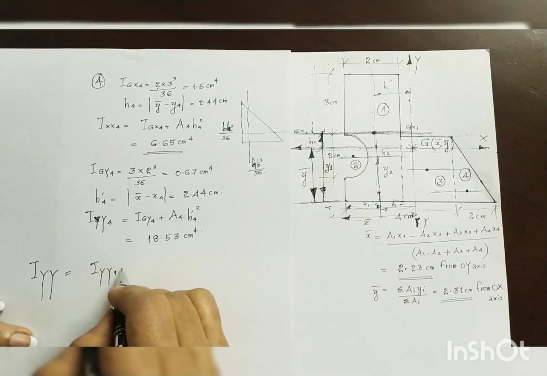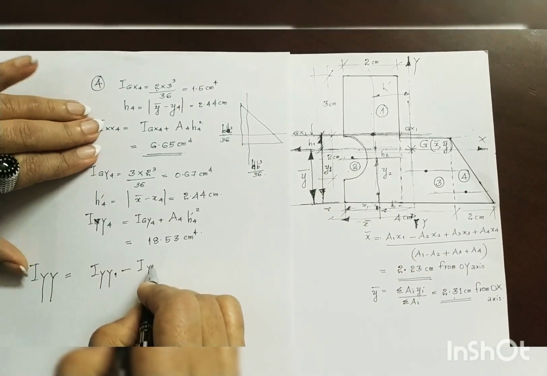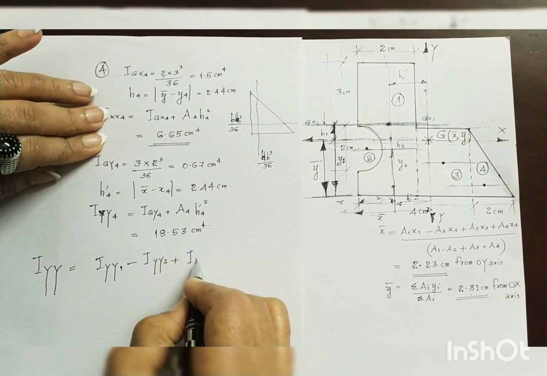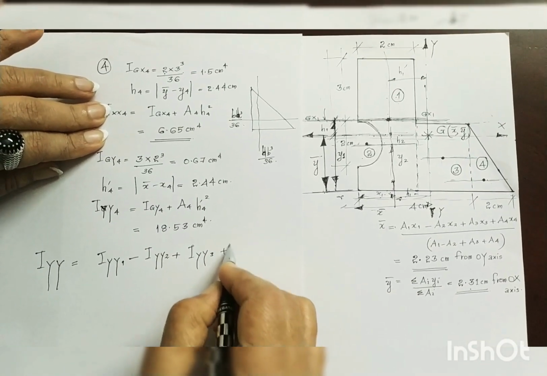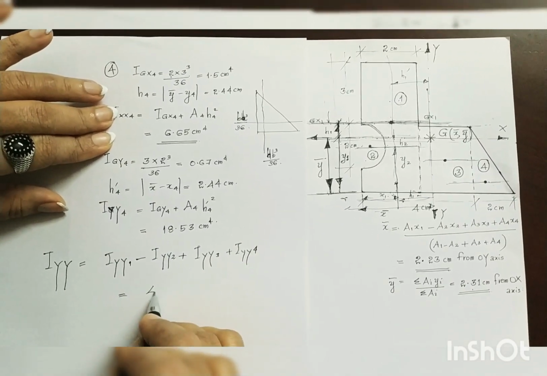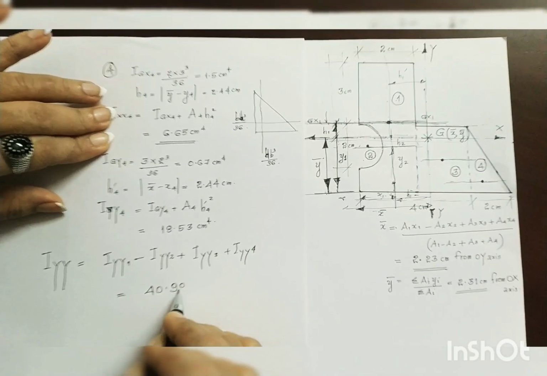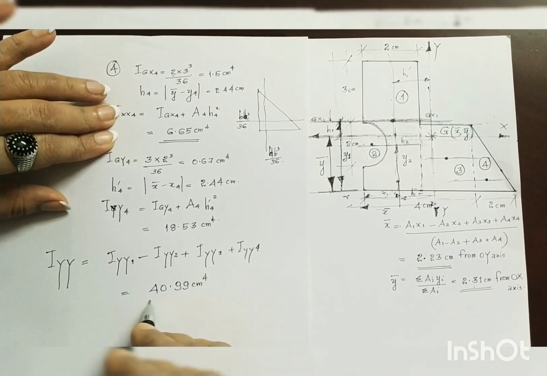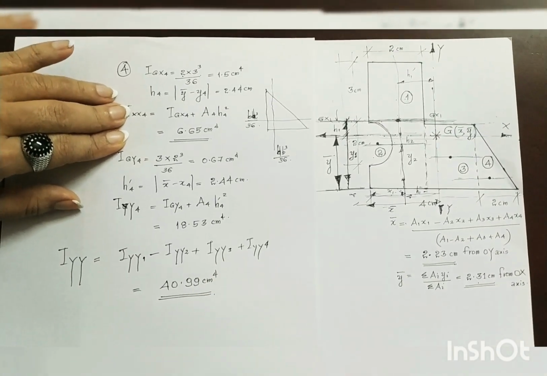Now therefore the total Iyy of the composite lamina is Iyy1. Now this is cut off, so it is minus Iyy2 plus Iyy3 plus Iyy4, which is equal to 40.99 centimeter raised to 4. Is it clear?